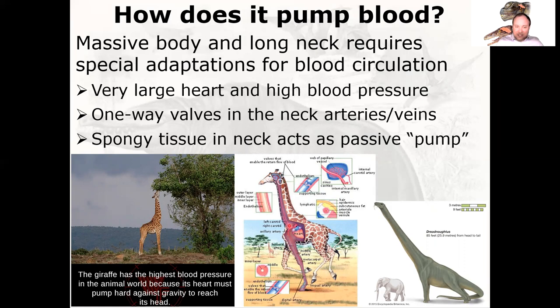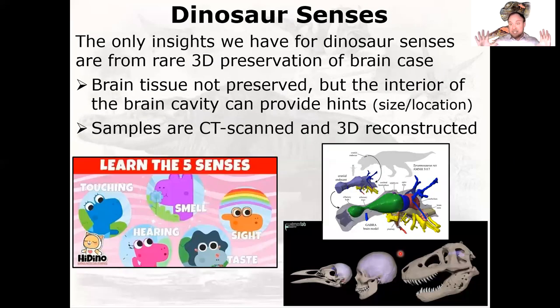Another thing that giraffes have is one-way valves in their neck veins and arteries that keep blood going in one direction, so that if the giraffe reaches way up or puts its head down below its heart, it doesn't have a massive rush of blood to its head. And the other thing is that they also have a kind of neck muscle tissue that's very spongy, and as it contracts and relaxes, it acts as a sort of passive pump. This is probably something that was also present in the sauropod dinosaurs. Again, the soft parts here are not preserved. We can see some evidence of this in the skeleton, some hints that it exists, but this is all just from modern analogs.